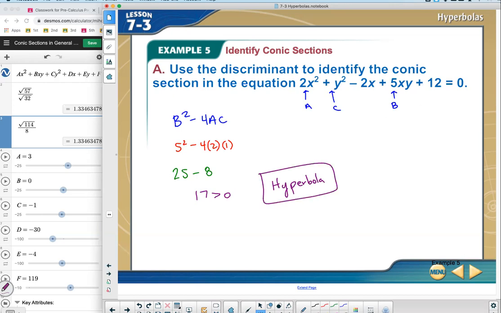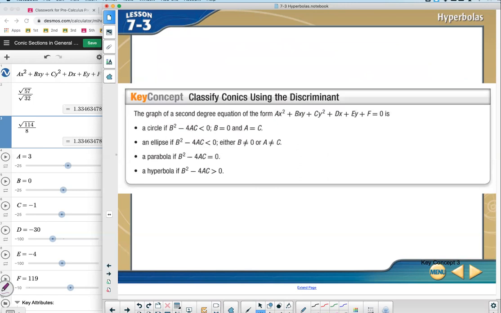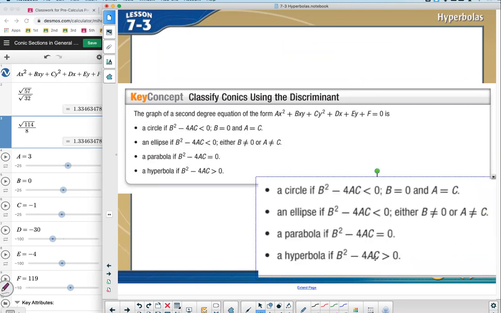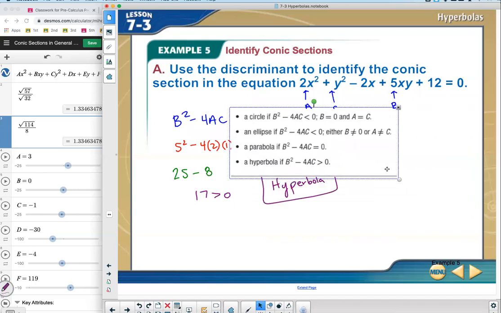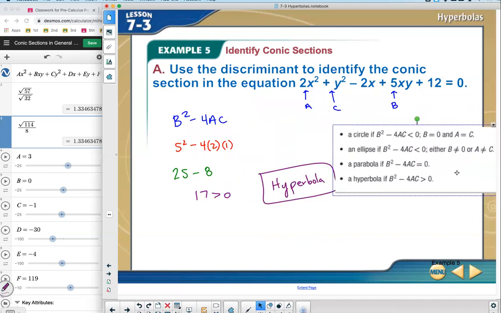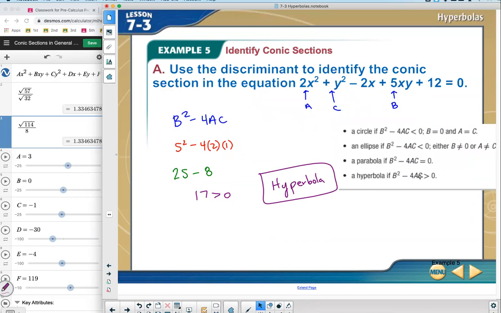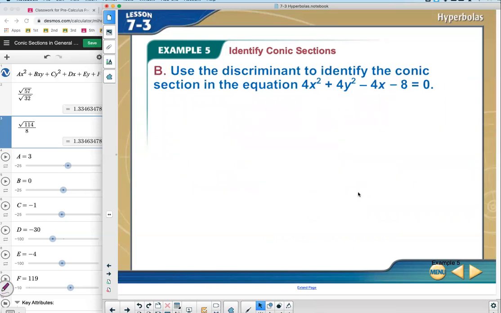And again, that came from this set of information right here. Let me take that, cut it, and I'll paste it right here so you can see. But like I said, most students would just graph that, and that's totally fine. But you can see if the value is greater than 0, it's a hyperbola. All right, let's try the next one. Again, you can graph this, but I'll just go through the algebra.